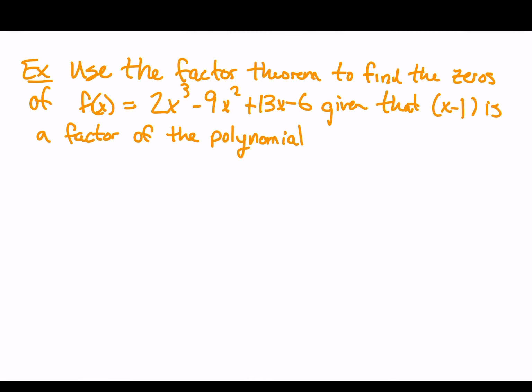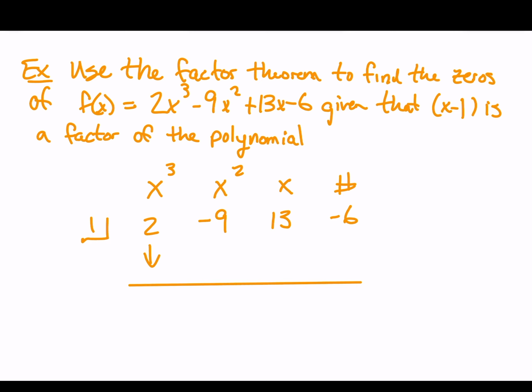In this example, we want to use the factor theorem to find the zeros of f of x equal to 2x cubed minus 9x squared plus 13x minus 6, given that x minus 1 is a factor of the polynomial. Again, we want to use synthetic division, so we create our columns, x cubed, x squared, x, and our constant. Our coefficients are 2, negative 9, 13, and negative 6. And the thing we're dividing by, in this case, will be 1. We'll bring down our 2. We can get started with the synthetic division.